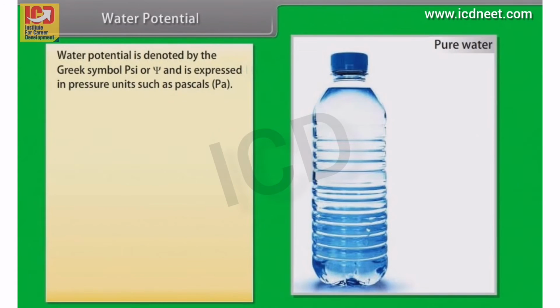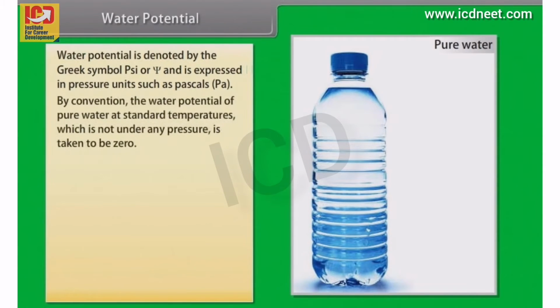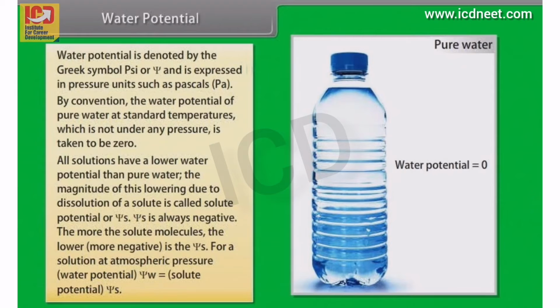Water potential is denoted by the Greek symbol Ψ and is expressed in pressure units such as pascals. By convention, the water potential of pure water at standard temperatures, which is not under any pressure, is taken to be 0. All solutions have a lower water potential than pure water. The magnitude of this lowering due to dissolution of a solute is called solute potential. Solute potential is always negative. The more the solute molecules, the lower is the solute potential. For a solution at atmospheric pressure, water potential is equal to solute potential.